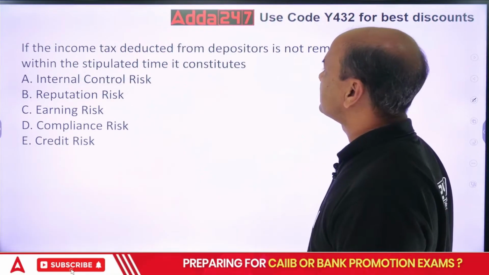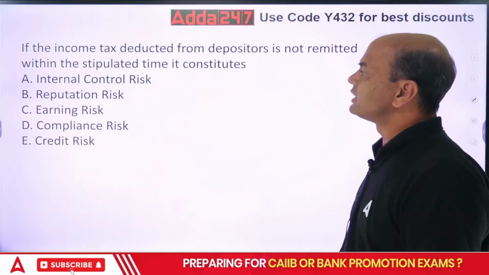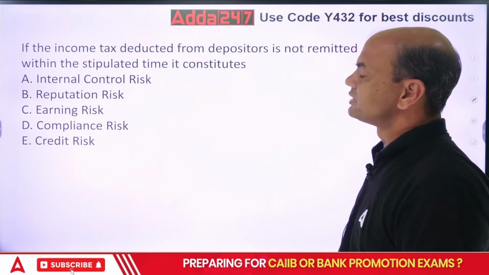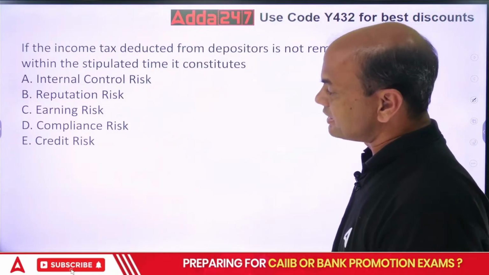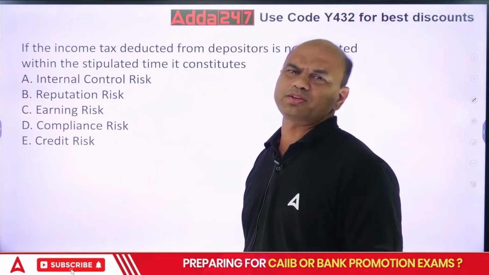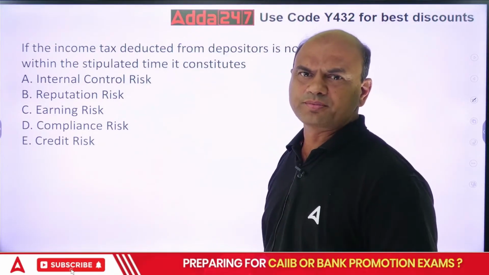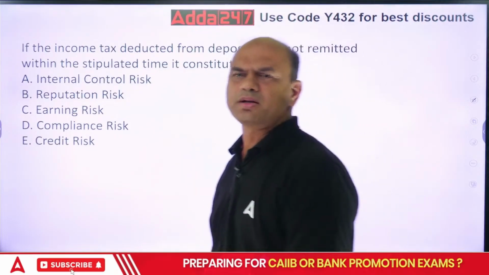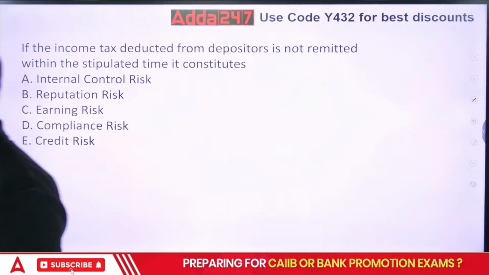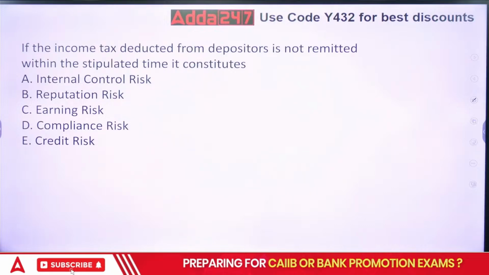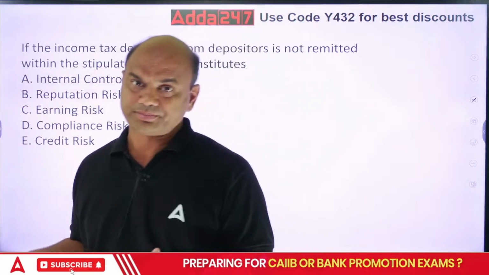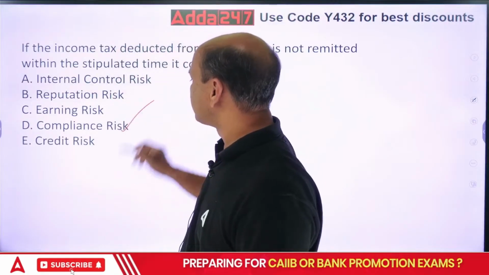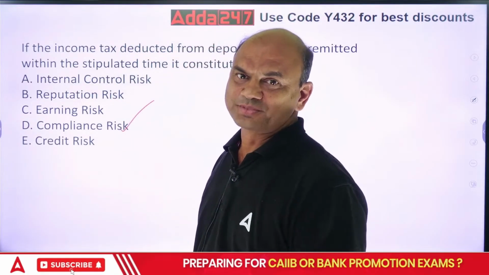If the income tax deducted from the depositor's account is not remitted within the stipulated time, it constitutes what: internal control risk, reputation risk, earning risk, compliance risk, or credit risk? Very simple. Income tax you have deducted from the client's account, so you have to give it to the income tax department. If you don't give, what are you doing actually? You are committing a fraud. You are taking the money from the client and not giving it to the concerned department. So basically it's a compliance part, compliance risk.